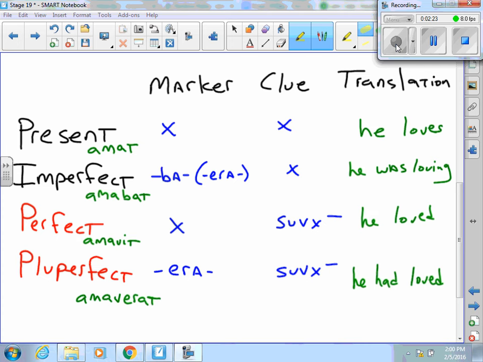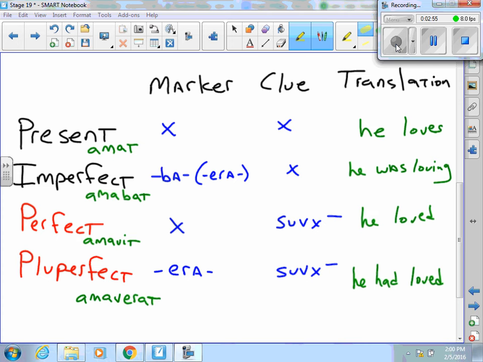I gave you an example in green. You see amat, amabat, amavit, and amaverat. These are four tenses: present, imperfect, perfect, and pluperfect. Those are in the right position. I also gave you the translations in green on the right-hand side: he loves, he was loving, he loved, and he had loved. If you look under present, present does not have a marker. It does not have a clue. So that's how I know by looking at a word like amat, I know it's present tense because there is no marker, there is no clue. It's present tense. He loves.